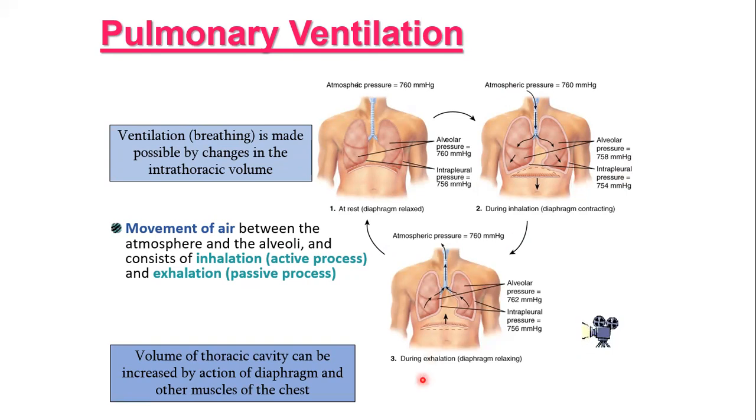What about during exhalation? The diaphragm will relax. It will go back to its normal dome shape. The alveolar pressure will increase because we are decreasing the size of the container, which is the lungs. So pressure will increase in these lungs again, and air will leave the lungs to the outside. So it all depends on changes in the intrathoracic volume.